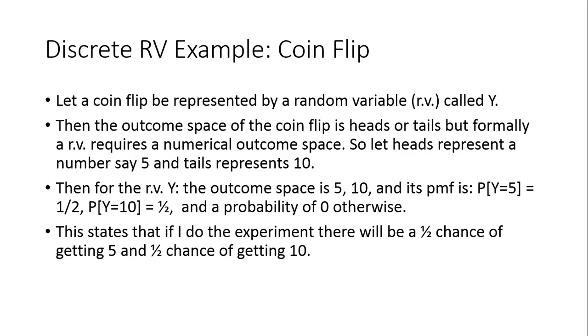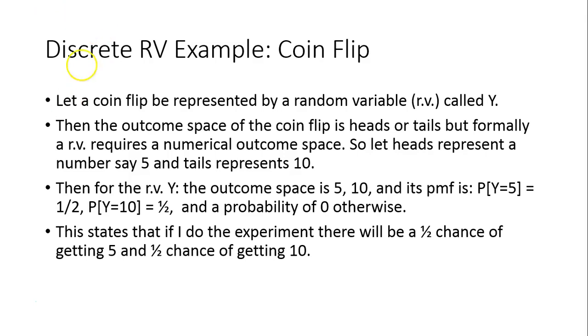Why 5 and 10? Just numbers I chose. It could be any number. It could be 0 or 1, or it could be 100 and 200, or 100 and 101. It doesn't matter. But generally, because it's the outcome space, it has to be a numerical value that represents either heads or tails.